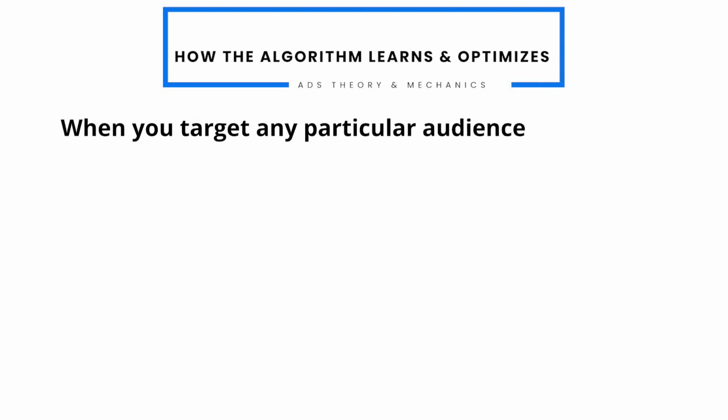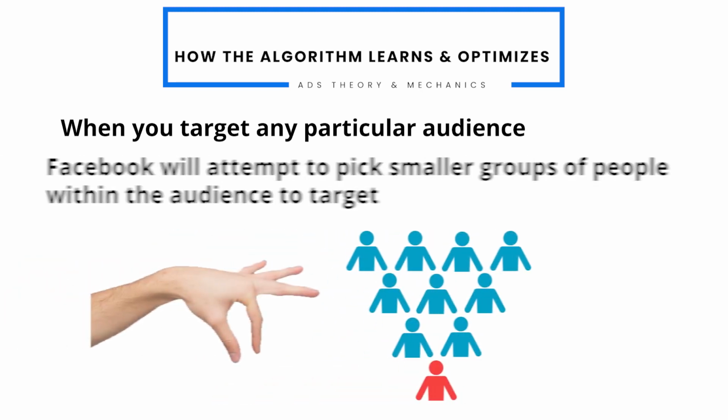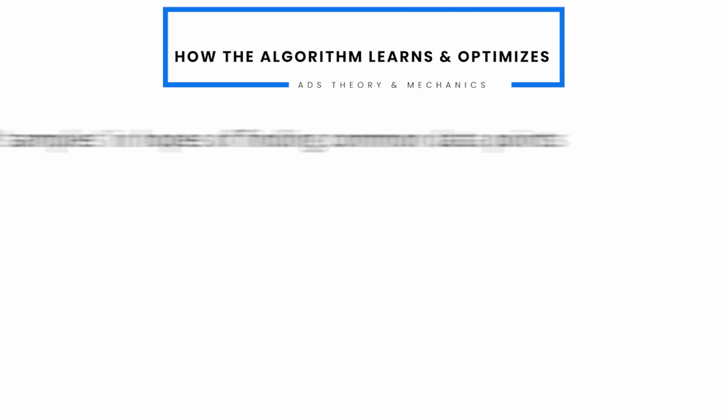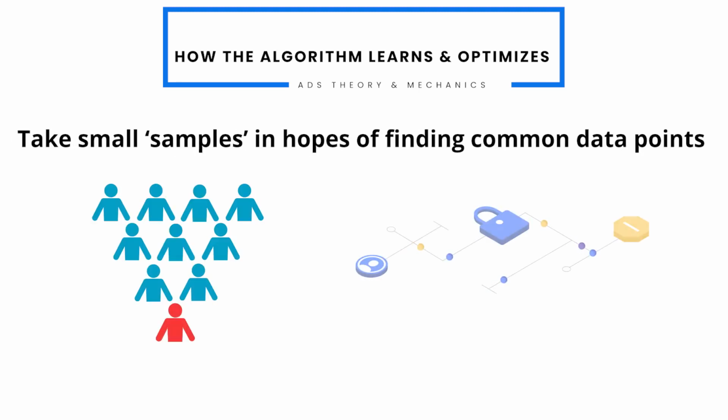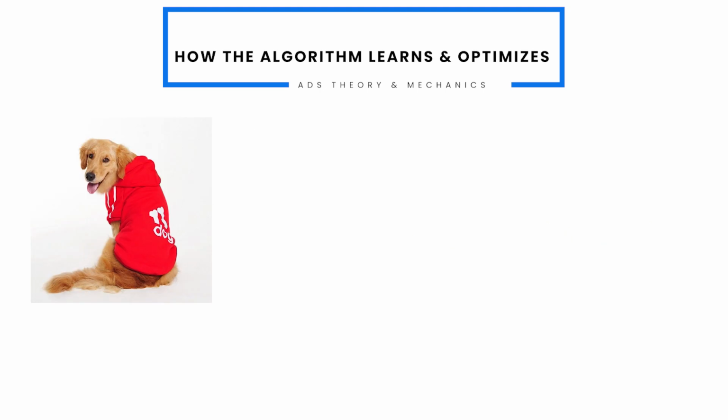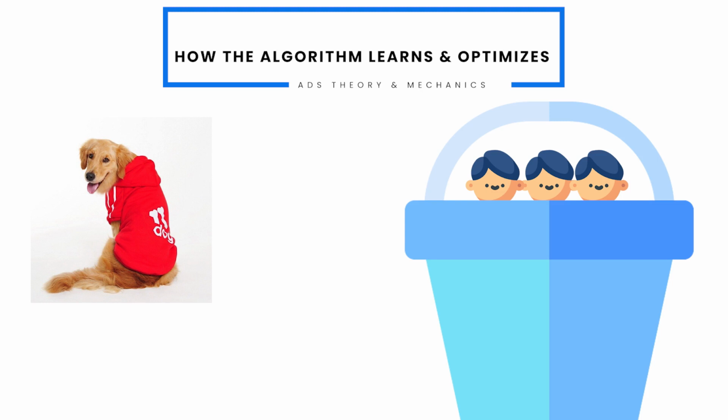Whenever you target any particular audience, Facebook will attempt to pick smaller groups of people within the audience to target. It will essentially take small samples in hopes of finding some common data points that they share and expand this audience based on those data points. Let's take a look at this process in a little more detail with the example of a golden retriever dog hoodie. So example number 1, you launch your Facebook ads initially targeting a bucket of people, like those who have an interest in golden retrievers, that has an audience size of 13 million people.